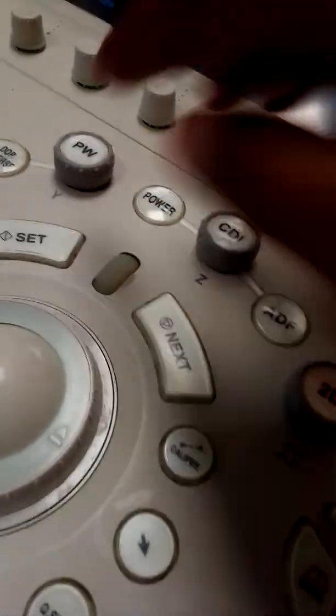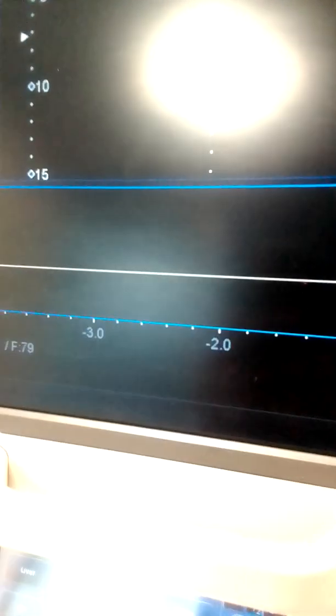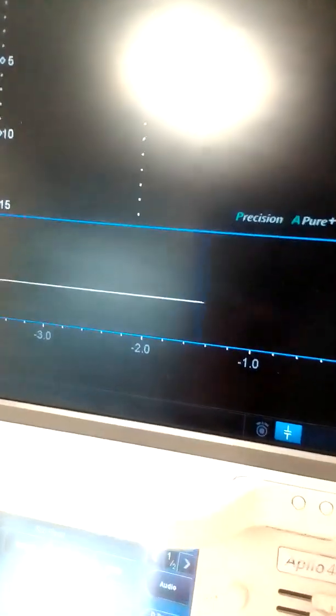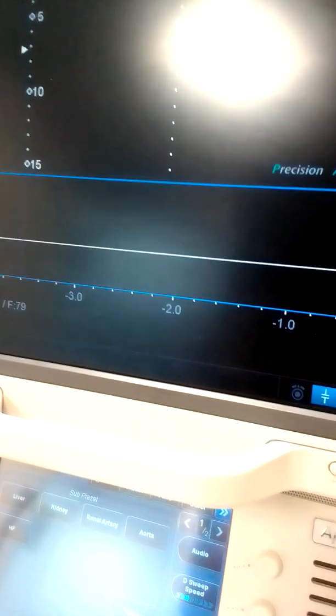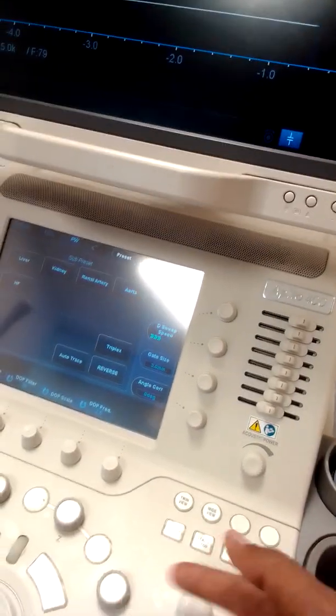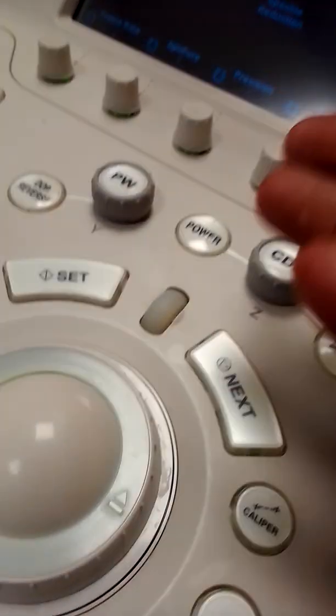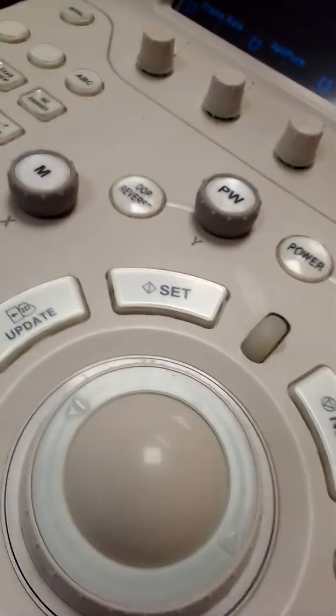And here you can see the pulse wave mode. In pulse wave mode, a pulse will be generated on the screen, and you can see the blood motion in the form of pulses. So again we are back into the mode here, and the next mode is motion mode. Basically PW, pulse wave mode, is an updated form of motion mode.